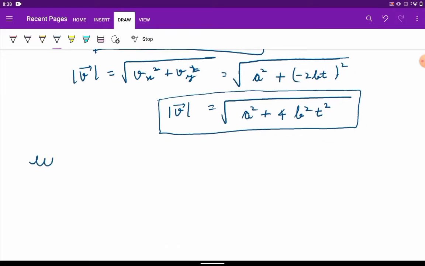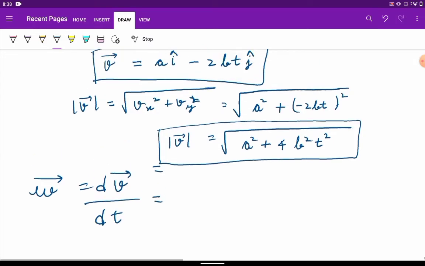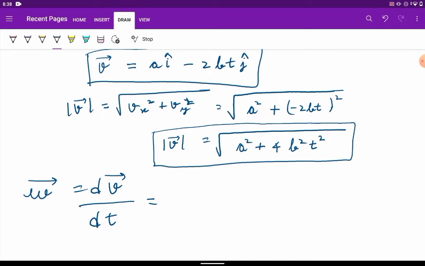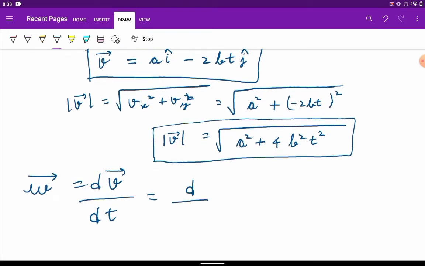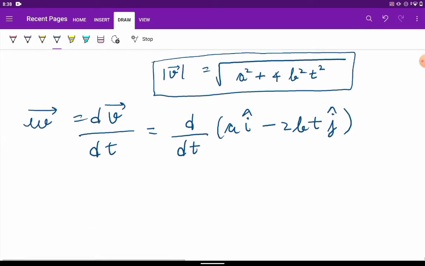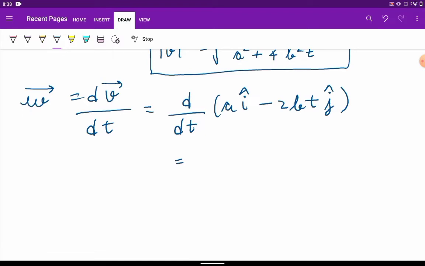Now what about acceleration vector? Now acceleration vector again, it's dv by dt, the rate of change of velocity vector with respect to time. So it becomes d by dt of a i cap minus 2bt j cap, right? Now if you are differentiating it with respect to time, first term is a constant, so it becomes 0. Second term is just a constant multiplied by t, so it just becomes that particular constant. So it becomes minus 2b times j cap. This is your w.